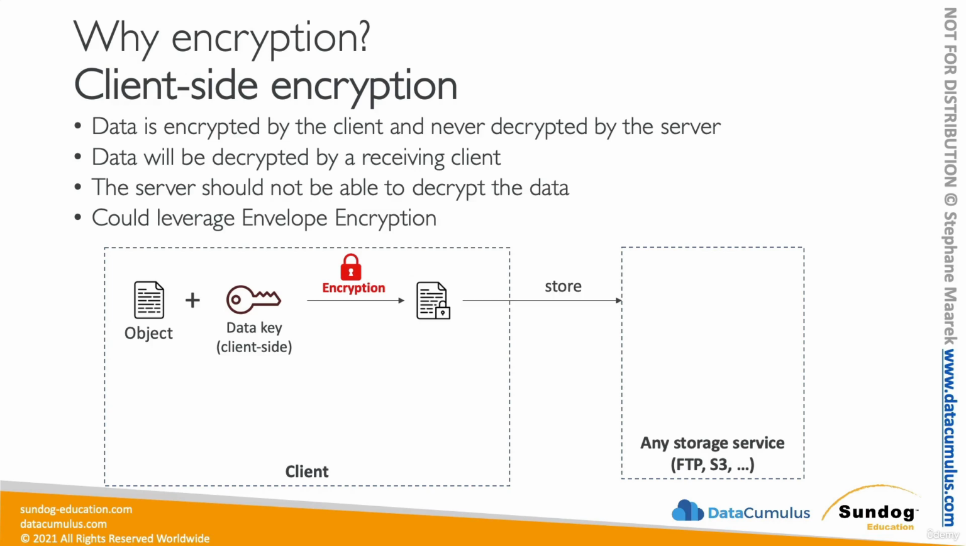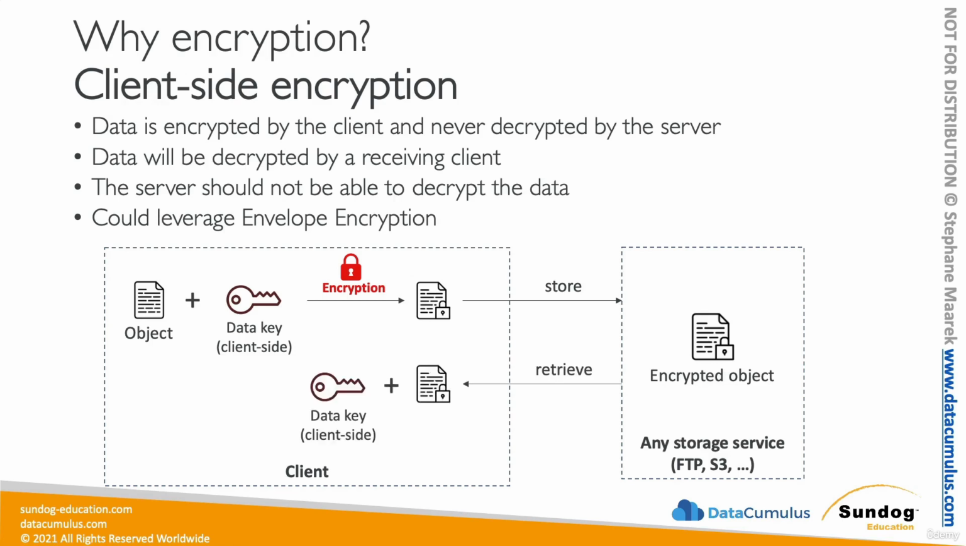That encrypted object can then be sent securely to any storage service, for example, an FTP server, Amazon S3, EBS volumes, etc. And it will be stored in encrypted form. So the target server cannot even decrypt the data content. When we retrieve the content, we retrieve the encrypted object directly. And if we still have access to the data key client side, then we're able to perform the decryption mechanism and get the decrypted object back.